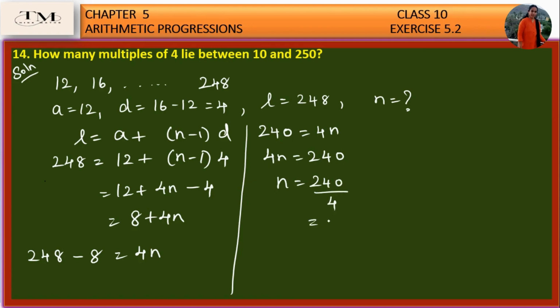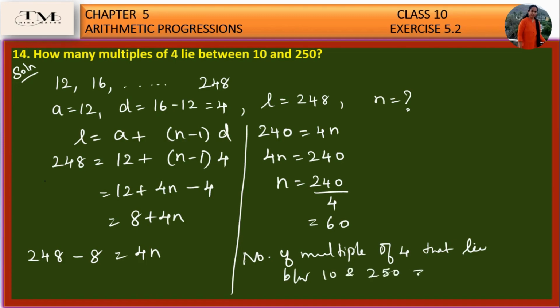So it is equal to 60. So the number of multiples of 4 that lie between 10 and 250 is equal to 60. So this is the answer.